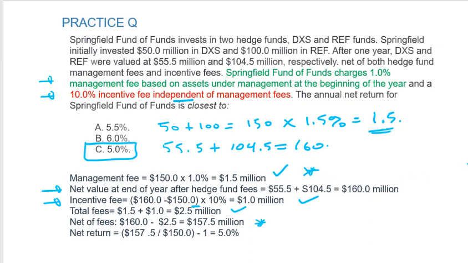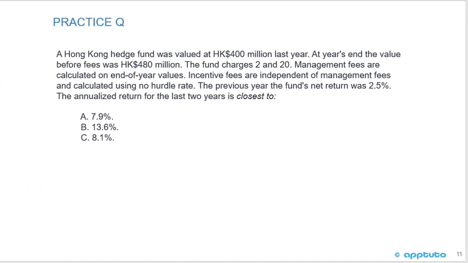Okay, and so let's move on and do another practice question. A Hong Kong hedge fund was valued at Hong Kong 400 million last year. At year's end, the value before fees was 480 million. The fund charges 2 and 20.